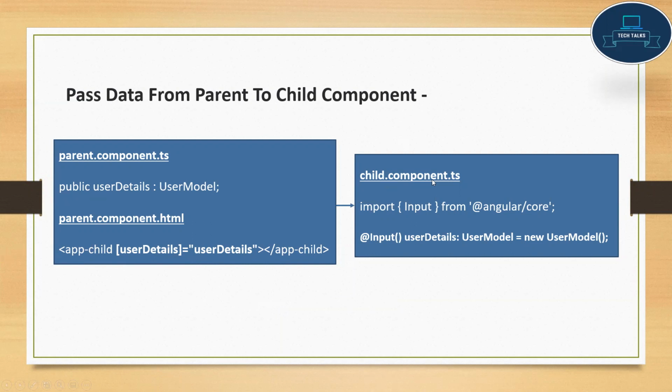Then go to the child component.ts. First you have to import Input from @angular/core. Then you write @Input userDetails. This userDetails is my input property name, and this name should be the same as the one we passed from our selector. Colon UserModel equal to new UserModel. This way we can define the input property.